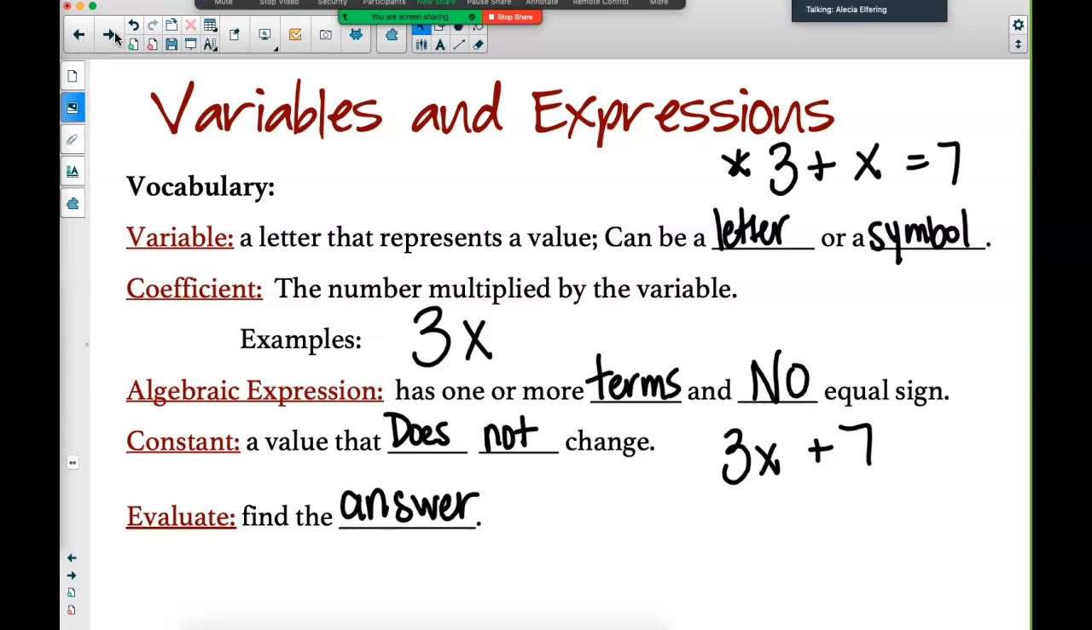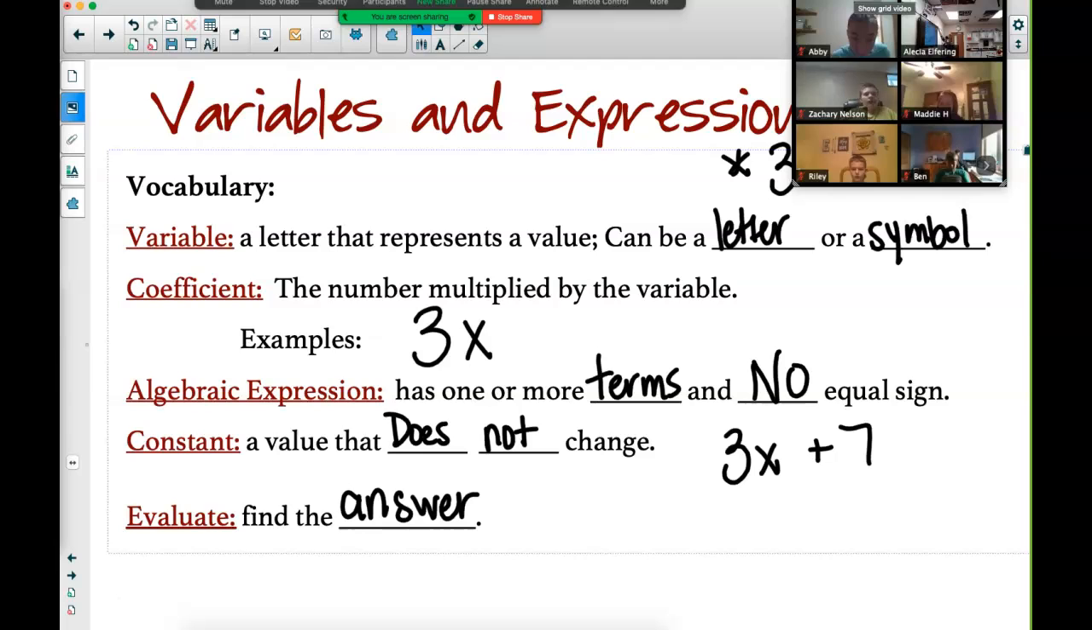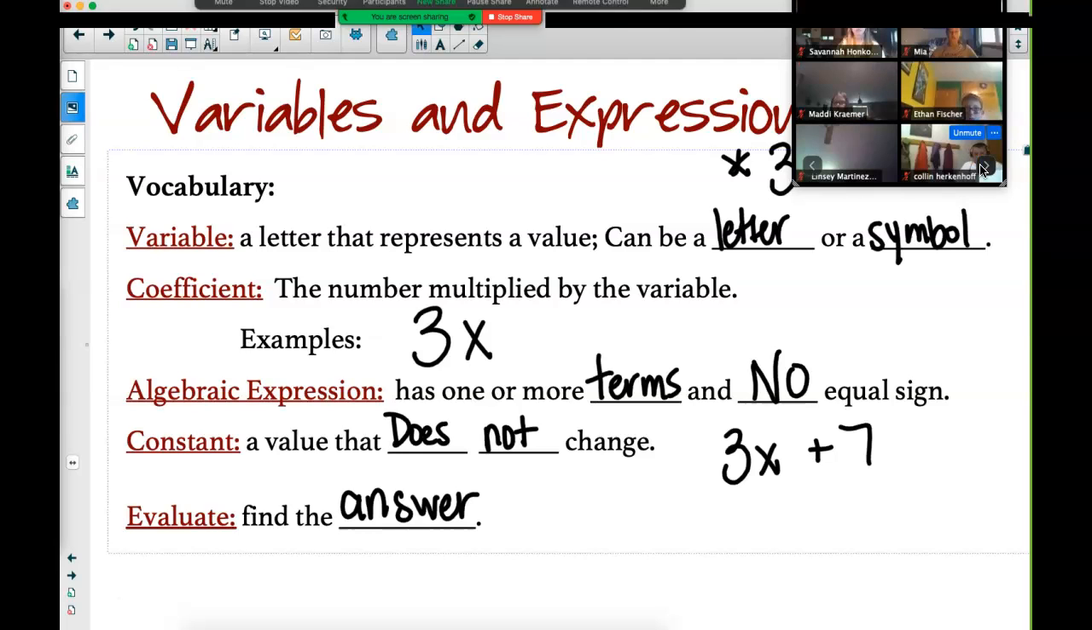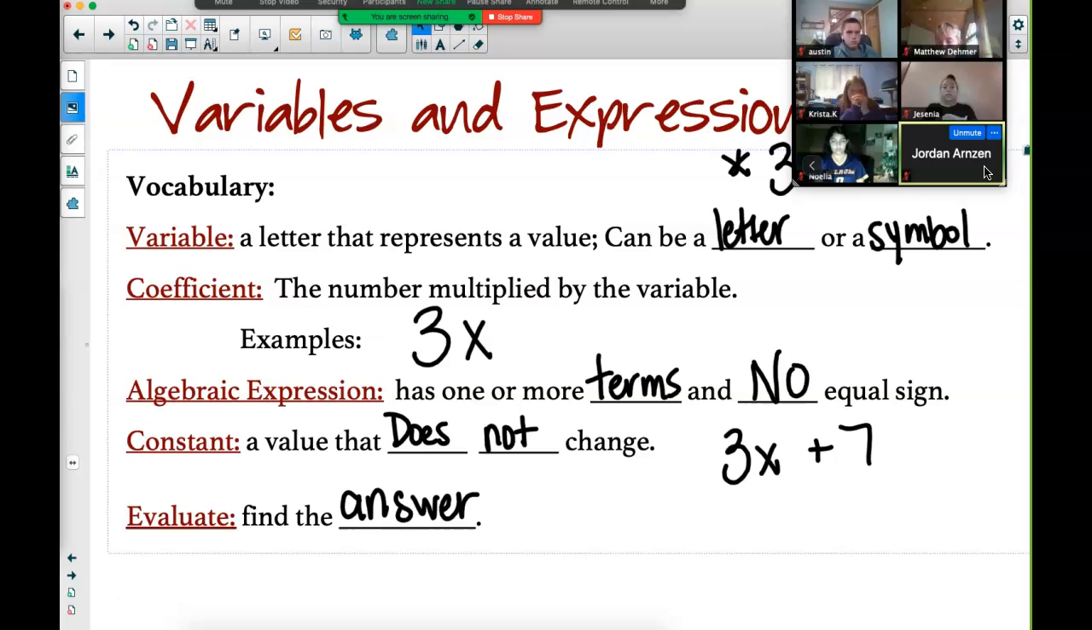I'm going to go back to constant for a second. In this expression, what's the variable? A variable is a letter, so what's the variable? X. What's the coefficient? Shout it out. 3. The 7 is the constant. Okay, the 7 there is a constant because it doesn't change. Okay, questions on the vocab at all? Those of you at home, any questions for me yet? I haven't really done too much, so we're doing okay.